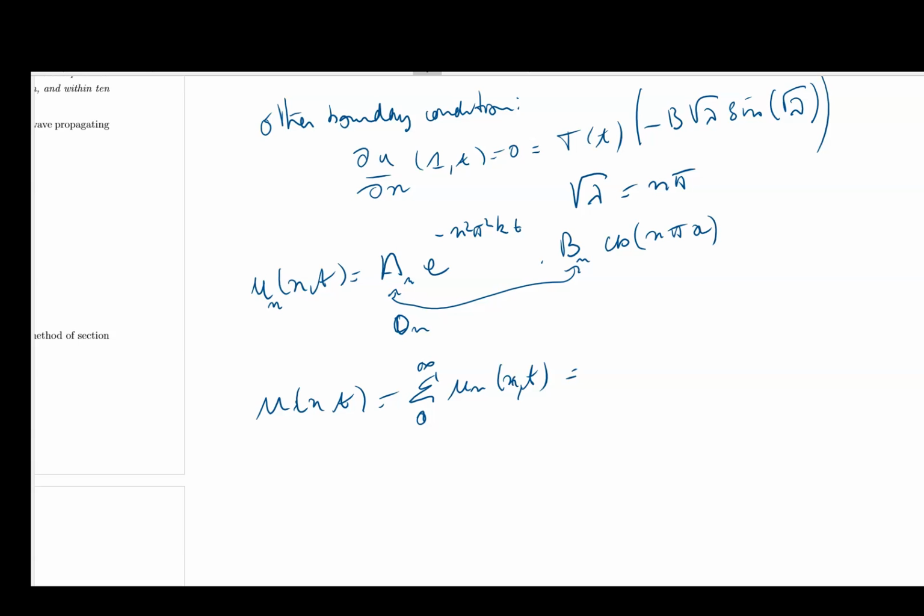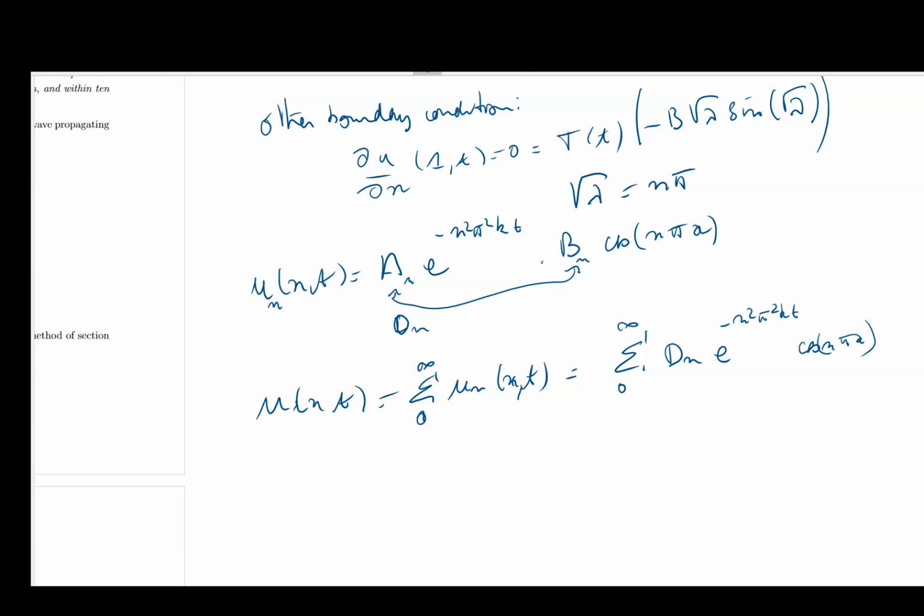So here I can start at 0. Well, I could also start at 0 before. It's just that before, if I started at 0, it just gave me the sine of 0, so that was cancelling. But here, cosine of 0 is 1, so that's interesting to keep, and actually I'm going to need that. So this can be written as my sum of d_n coefficients times e to the minus n squared pi squared kt times cosine n pi x, okay.